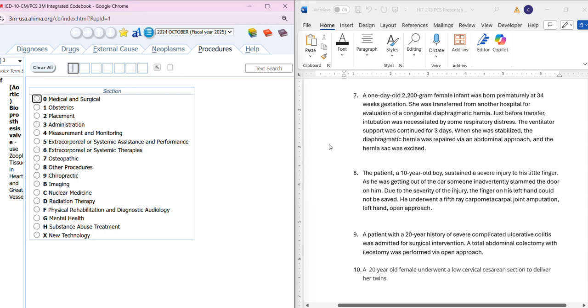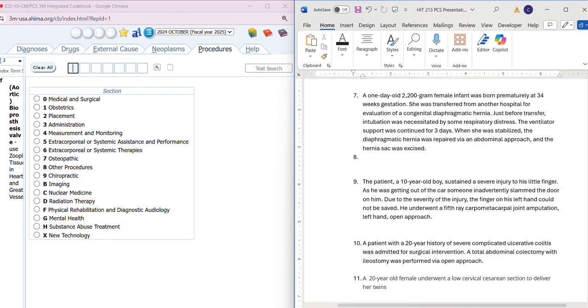All right, a 1-day-old, 2,200-gram female infant, born prematurely. The diaphragmatic hernia was repaired via an abdominal approach, and the hernia sac was excised. All right. So for this one, we are going to go back to 0, medical surgical.